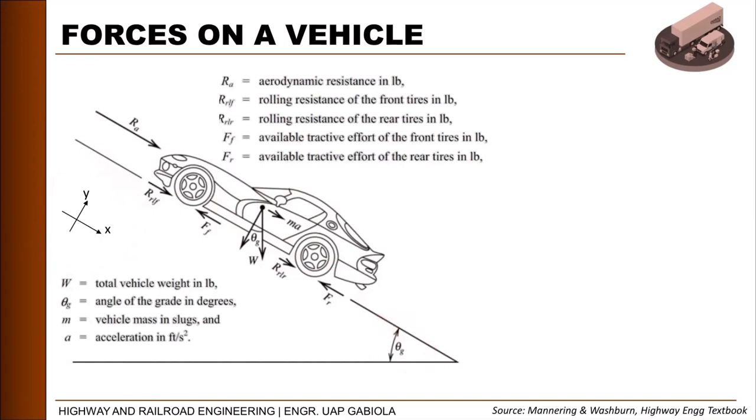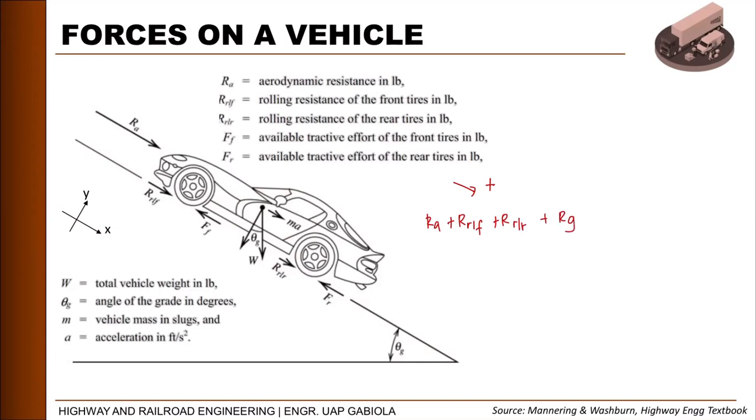And to solve for the forces, we can apply the summation of forces along the x-axis. So we consider this as our x-axis to get a relationship between the tractive effort and yung mga vehicle resistances natin. Okay? So looking at the figure, assuming that we take going to the downward direction as positive, we have RA, yung aerodynamic resistance. We have RRLF, or yung rolling resistance of our front tires. Then we have for the rear tires. And then we have yung for the grade.